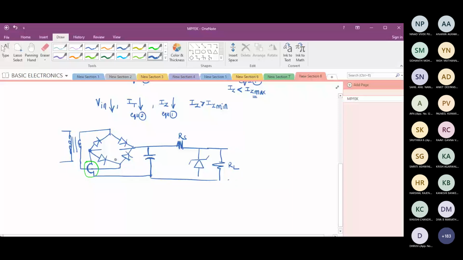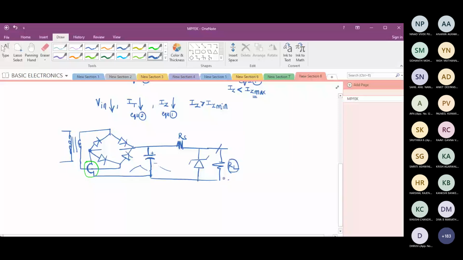So across this capacitor, I am going to get a ripple. Pass it through a regulator and finally connect your load, the appliance here. This is my appliance part. So this is your complete power supply design.